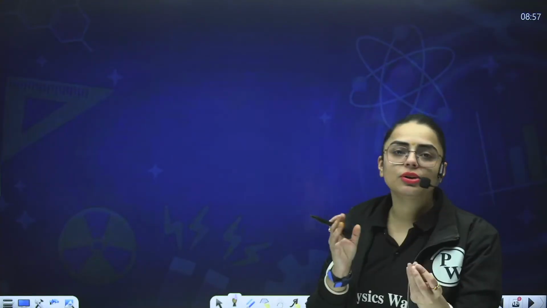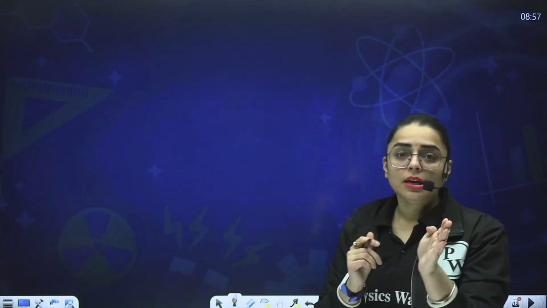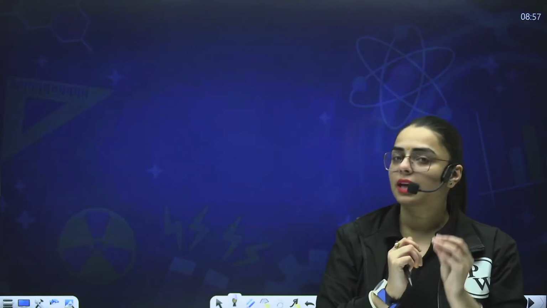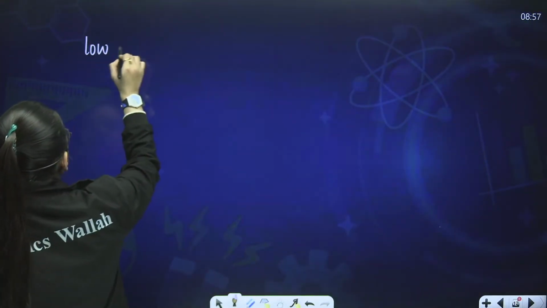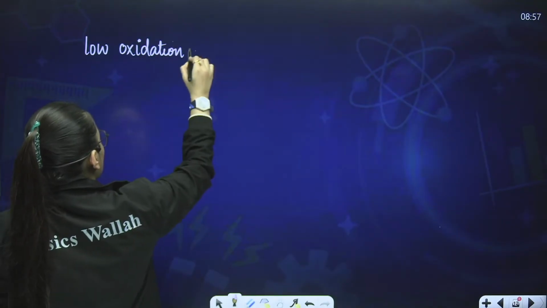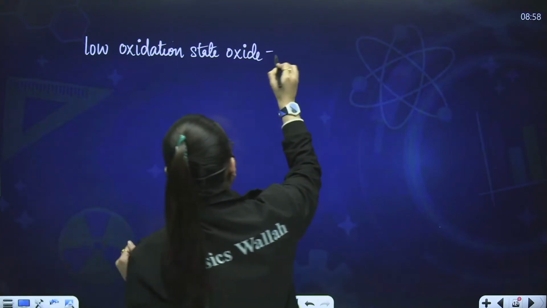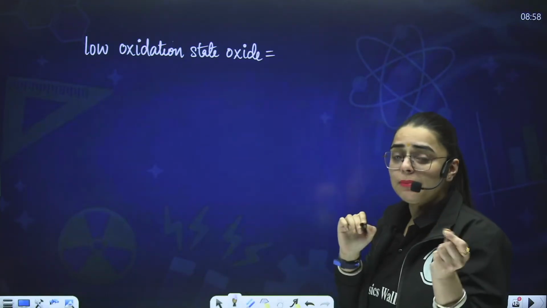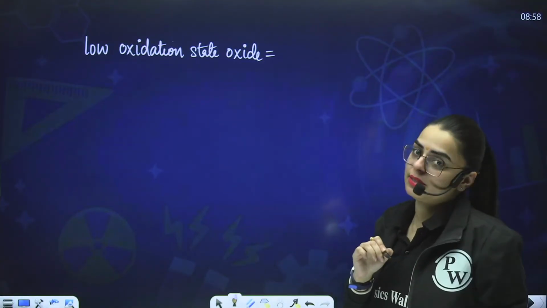But what question can generally be asked in the case of oxides? See, when oxides are formed and a low oxidation state oxide is formed, is it acidic, is it basic, is it amphoteric? This kind of question is generally asked. So if a low oxidation state oxide is formed, it shall be basic in nature. When a high oxidation state oxide is formed, it will be acidic in nature.